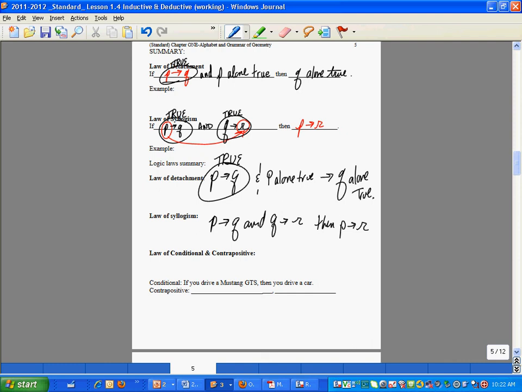Contrapositive. This was also true. We learned this yesterday. If P, then Q is true, then the switch and negate is the only one that's forced to be true. We learned that last class. Opposite Q, then opposite P is also true. Contrapositive. Has to be true.